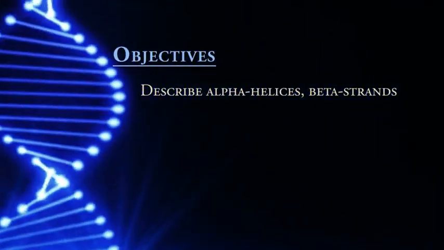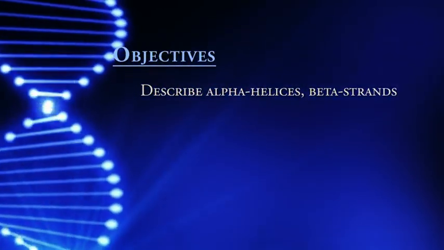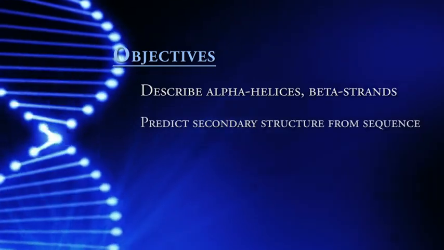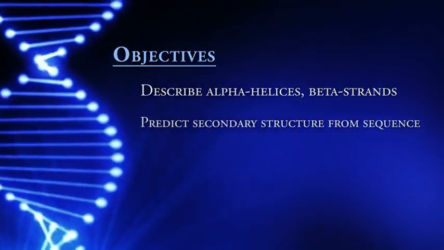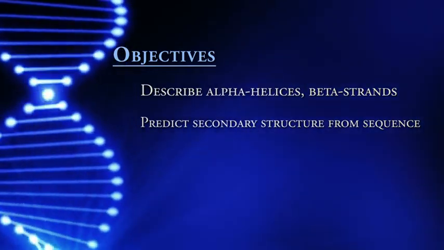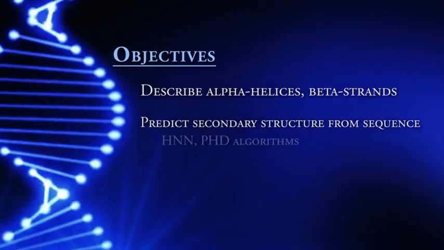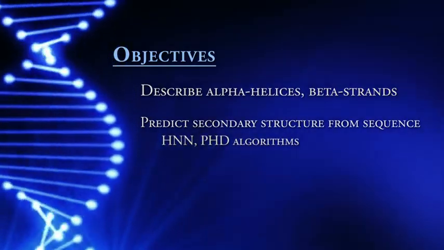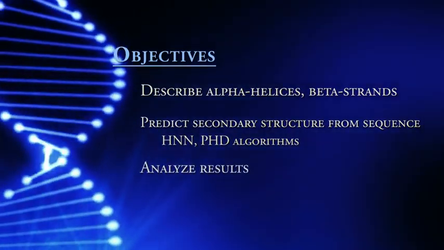Our objectives include being able to distinguish between alpha helices and beta strands and explain what they are, and then take a sequence and predict its secondary structure. Predict where the alpha helices and the beta strands in that sequence would be located. We will specifically look at two algorithms, HNN and PhD, and then learn how to analyze the results.